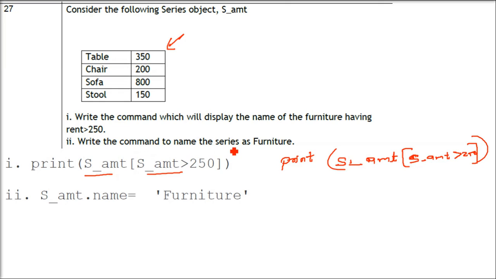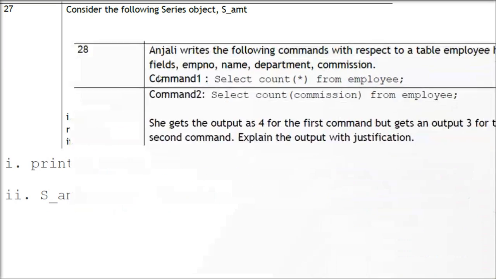Now write the command to name this series as furniture. So this is quite straightforward. Write the command to name the series as furniture. So S_AMT.name equals, because this is an attribute, we have the attribute for the series object. We can just put it as furniture in single quotes.